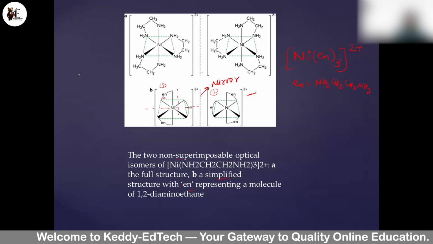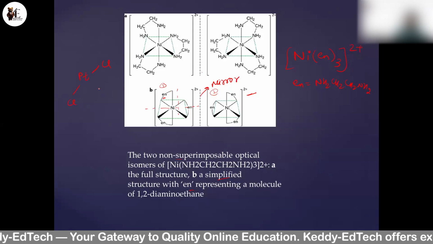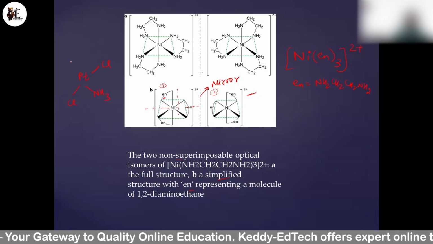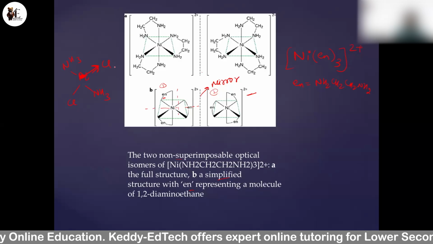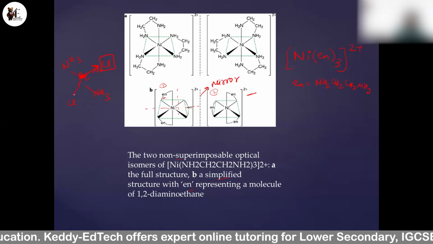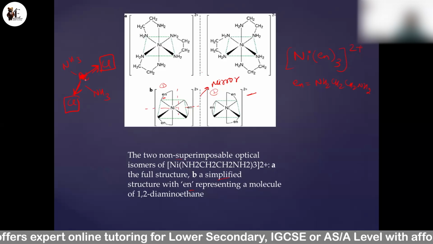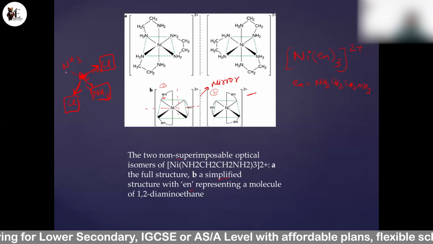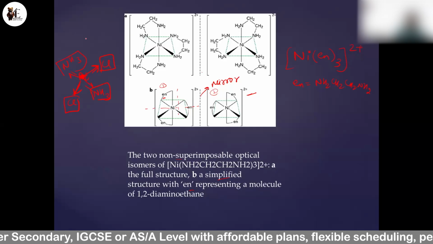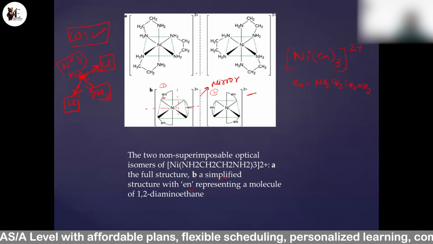Center of symmetry means like if you have platinum, Cl, Cl, NH3, NH3. That means if you start from the center, then after moving here, you get chlorine atom. In the opposite direction, you move here, you get chlorine atom. If you move here, you get ammonia. You move in the opposite direction, you get ammonia. That means center of symmetry is present in this molecule. But in this molecule, no center of symmetry is present.